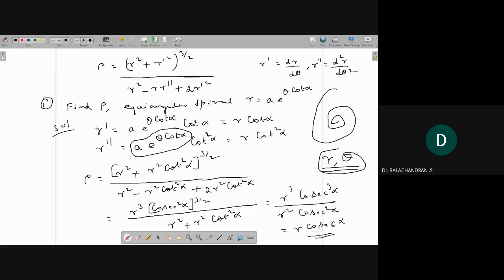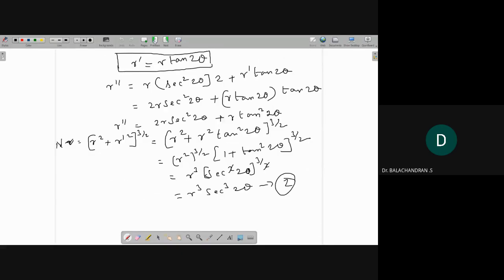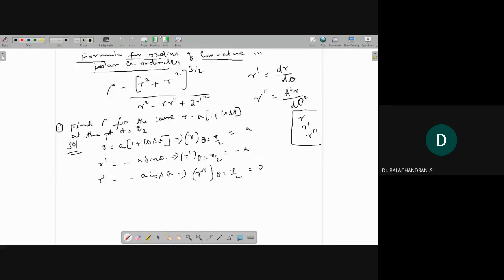Okay, I think we'll have only 5 minutes. I will explain only one problem here. Find rho for the curve r equal to a into 1 plus cos theta, at the point theta equal to pi by 2. Curve is given, find the rho at theta equal to pi by 2.